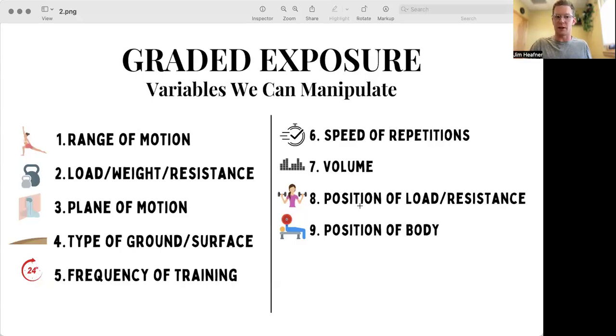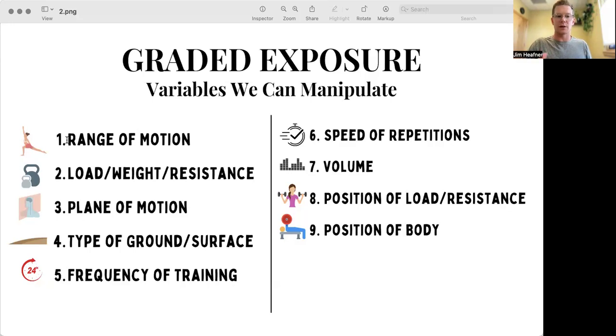Training these in various ways is going to help you, one, it's going to make a muscle or a muscle group more well-rounded, but it's also going to expose that individual to a variety of different situations, increasing the complexity of the movements.